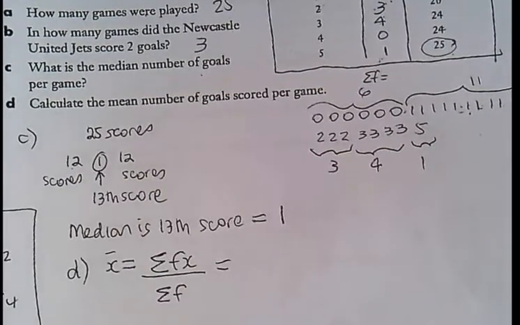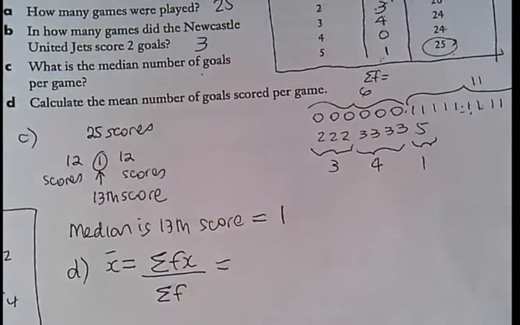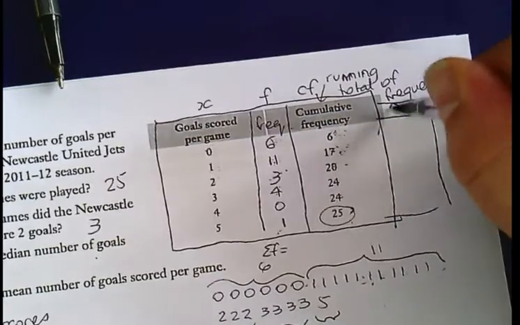All right, so it's just a quick way. Sigma fx is just a quick way of adding up all the goals that were scored. We want the mean number of goals scored. So I'm going to have to create an fx column.